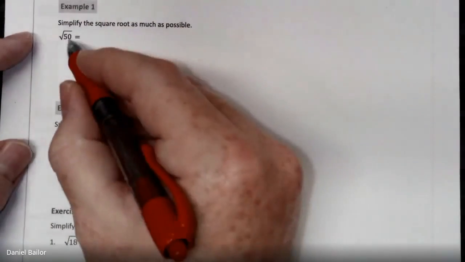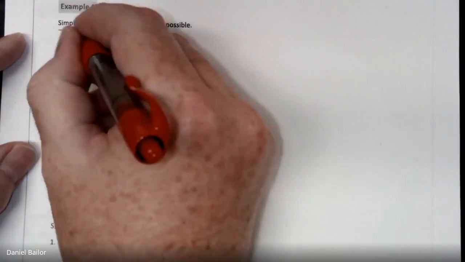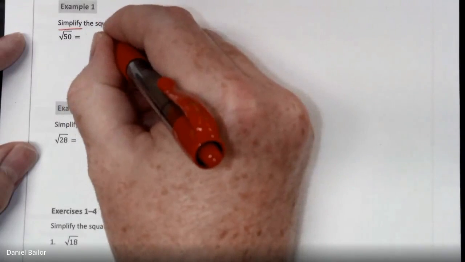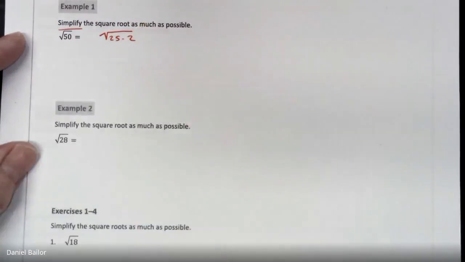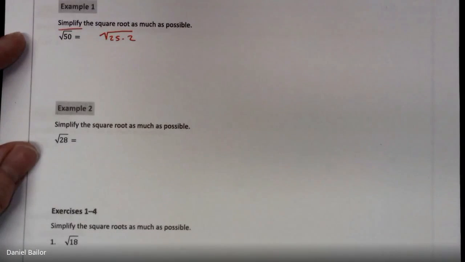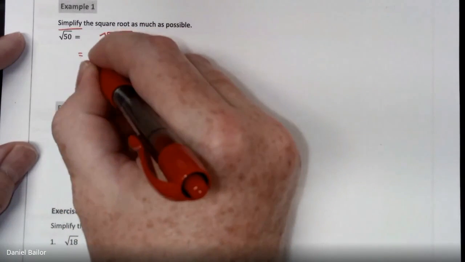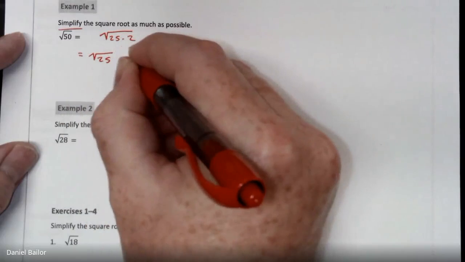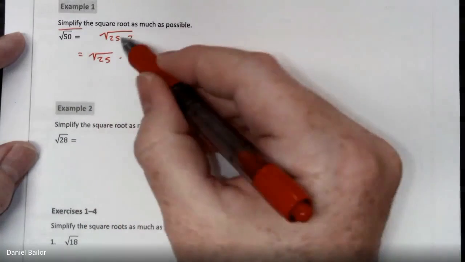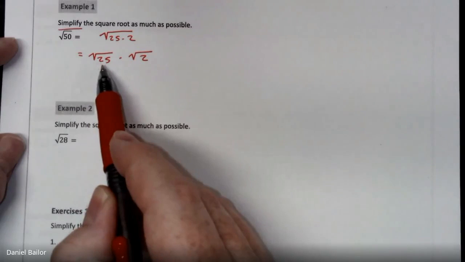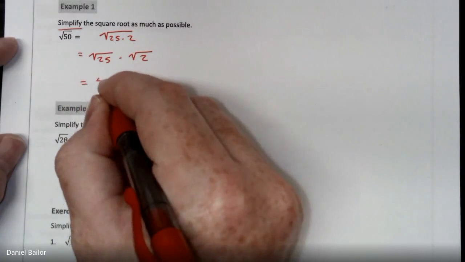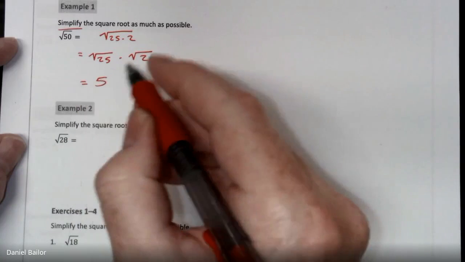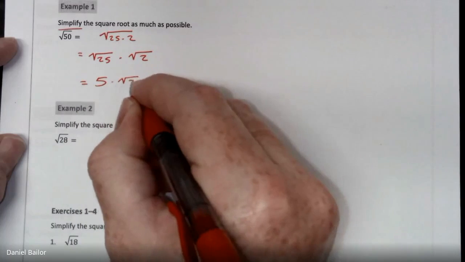The more you practice and the better you are at your math facts, the easier this is. So when I see 50 and I think simplify, I think the square root of 25 times 2. Because 25 times 2 makes 50. And then I can do the square root of 25 times the square root of 2. Why did I pick 25 and 2? Because 25 is a perfect square. The square root of 25 is 5. So I get 5 times the square root of 2.